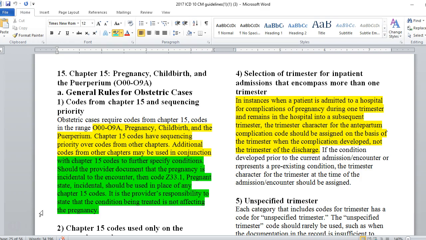So for instance, mom slams her big right toe into a door frame. She thinks she might have fractured her toe. She goes to the doctor. The doctor concludes that the broken toe has absolutely nothing to do with her pregnancy. That's where we're going to use Z33.1 in those types of circumstances.